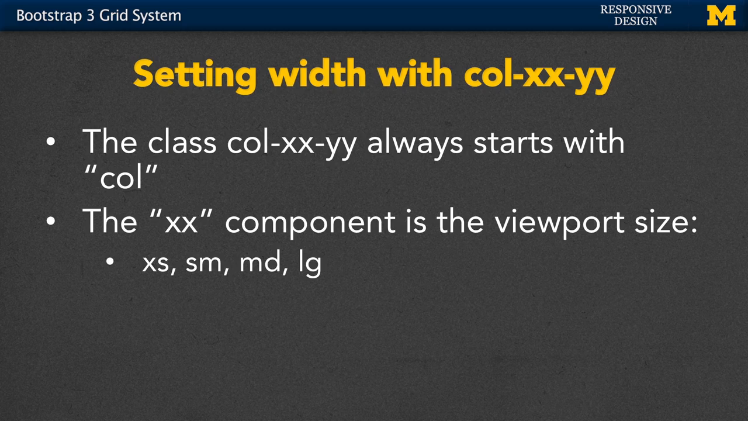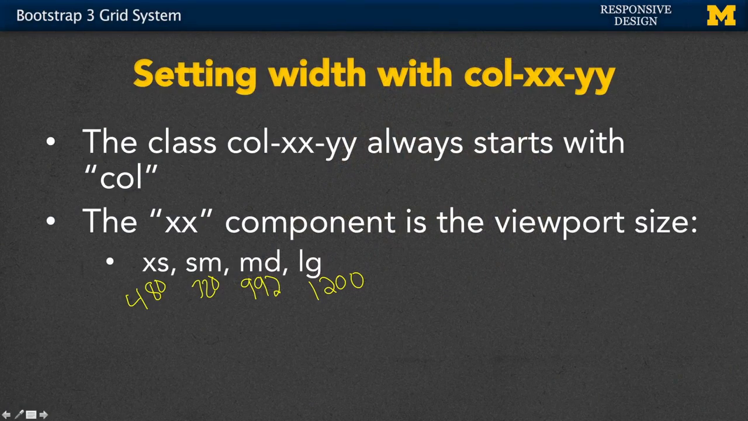Again, if you want to kind of think of numbers, you can think of something along the lines of about 480, 720, 992, and 1200. Now, I promised you a while ago you don't actually have to remember these numbers. I'm pretty sure that I got them wrong myself. So just remember more general concepts than the numbers. But you have to remember XS, SM, MD, or LG. It has to be one of those 4 abbreviations.